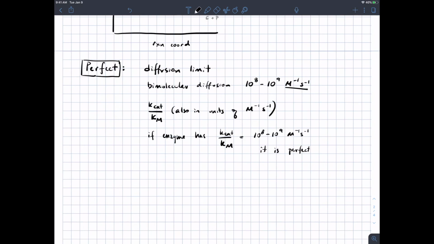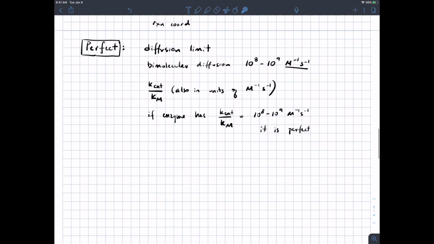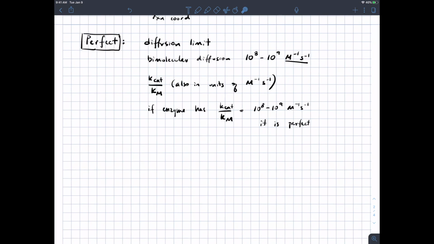So you might expect, because reaching this diffusion limit involves two different numbers, that there might be multiple ways to have a perfect enzyme. So let me give you an example. The enzyme carbonic anhydrase is one of these so-called perfect enzymes. It has kcat over Km equal to 8.3 times 10 to the 7 per molar per second. So close enough.